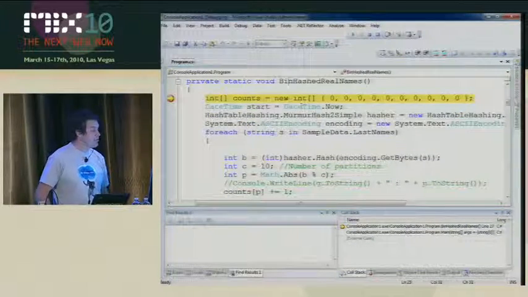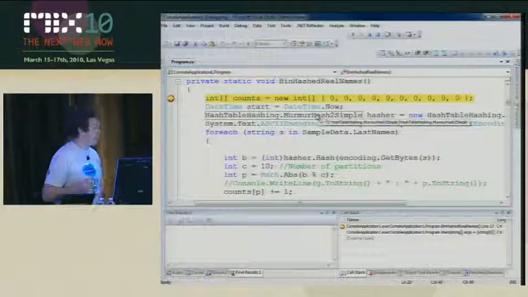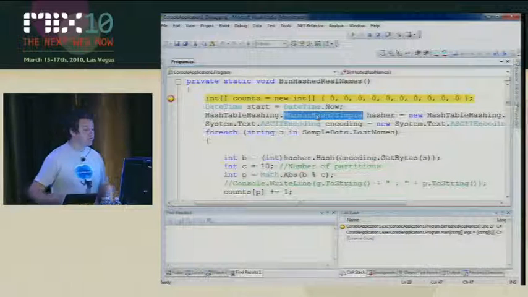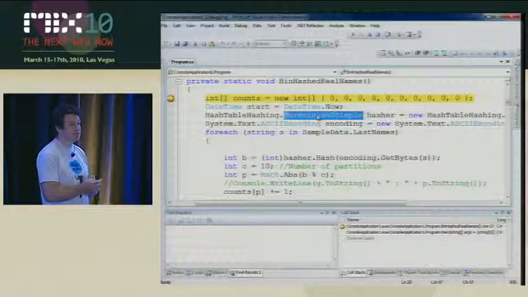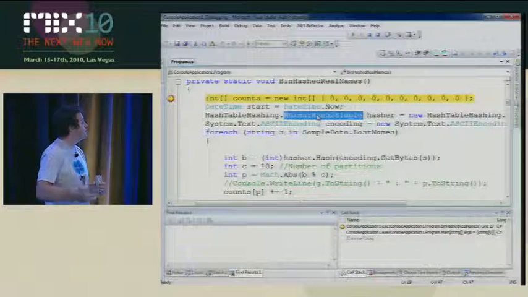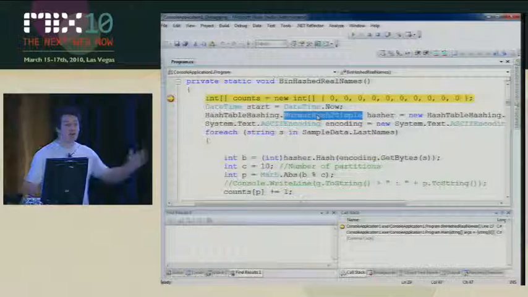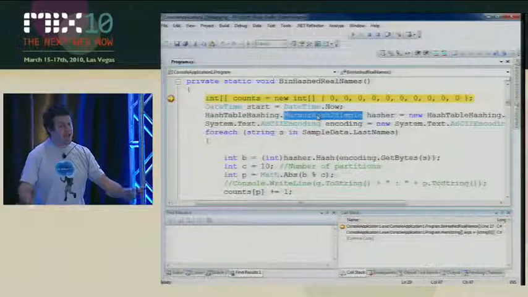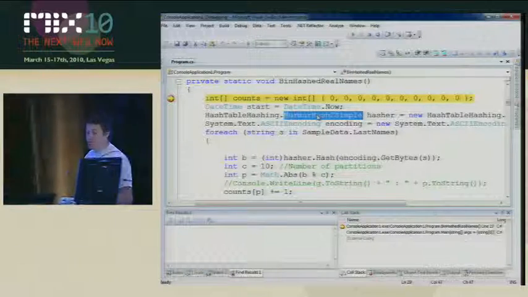With our real names, we're going to use a hashing algorithm called murmur hash. Right? And we're going to use murmur hash to first hash the value of our data, and then we're going to apply the modulo operator to it. So we're basically taking our non-random distribution, turning it into a random distribution using a hash, and then we are using the modulo operator to bin that up into multiple buckets.